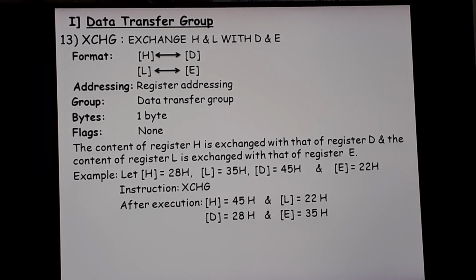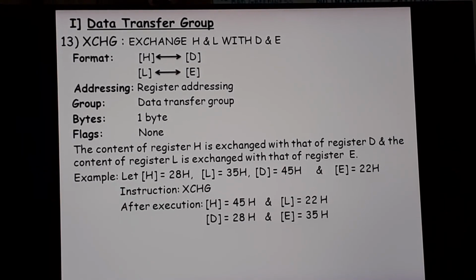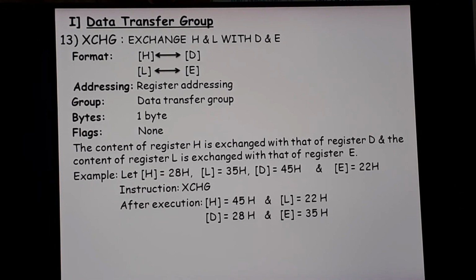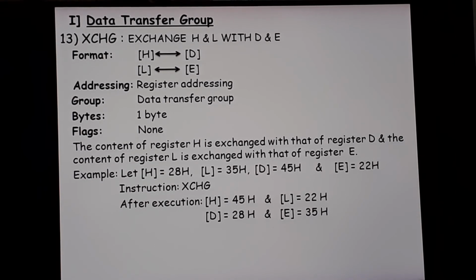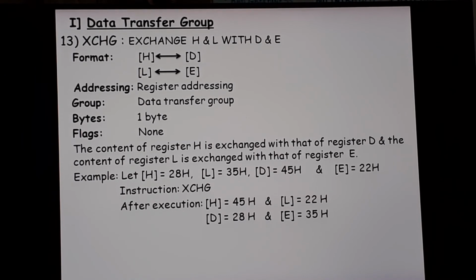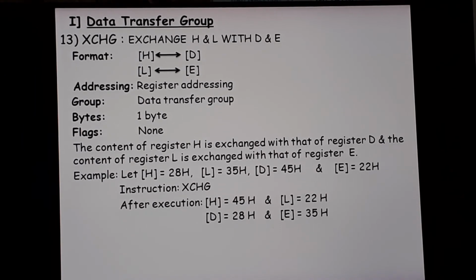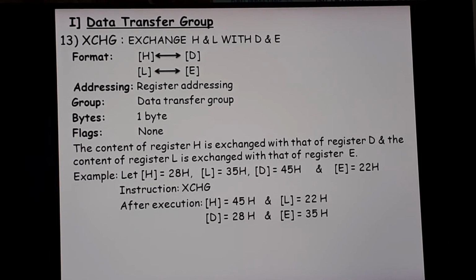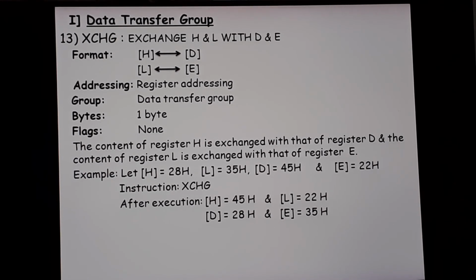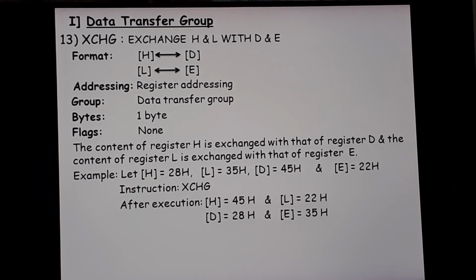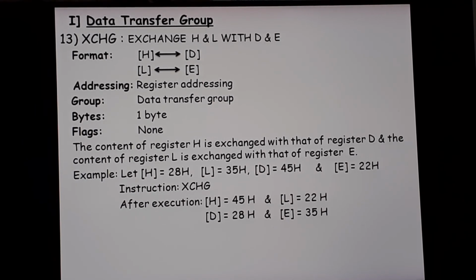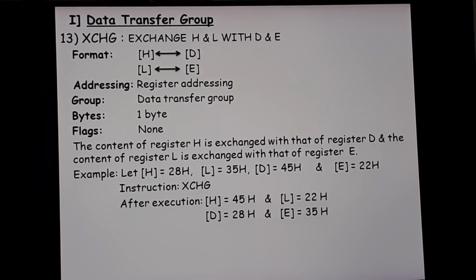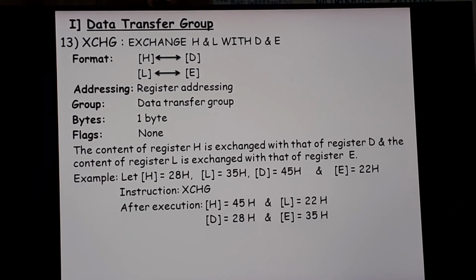So the example is, let H is equal to 28H, L is equal to 35H, okay, D is equal to 45H and E is equal to 22H. I have assumed all the registers' data. So what you have to do is, you have to write the instruction XCHG, and after executing it, H data is transferred to D and D's data will be transferred to H. Same way L data will be transferred to E register and E's data to L register. Simple. So H, which was 28H, gets D's 45H, and D becomes 28H. H data went to D. Okay. Same for L and E.